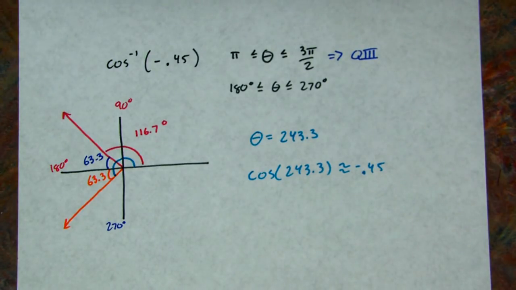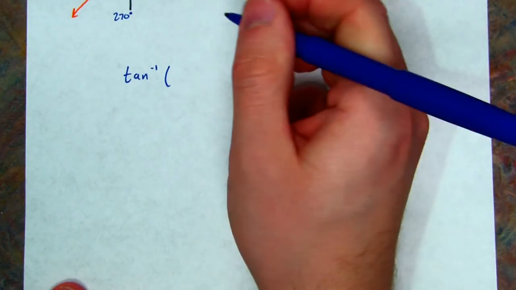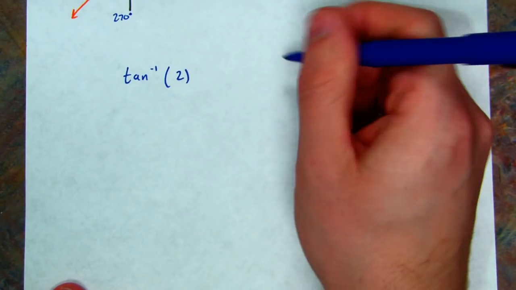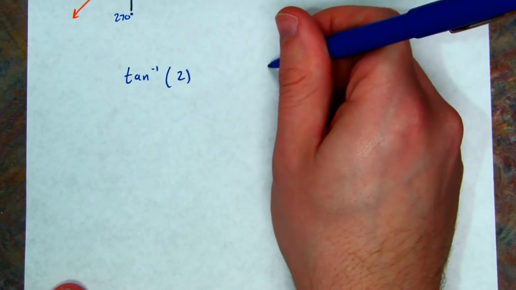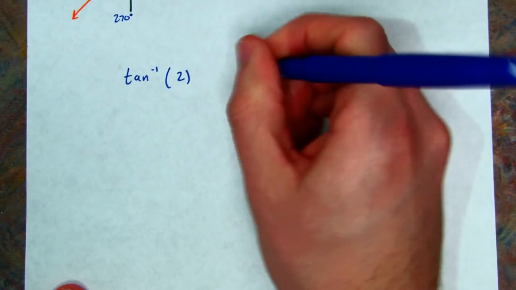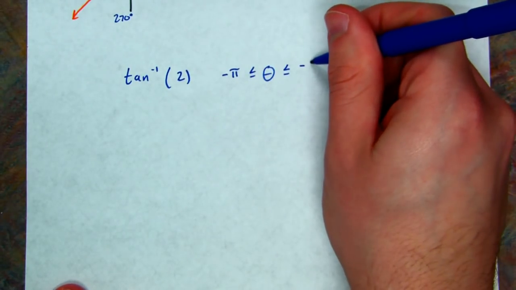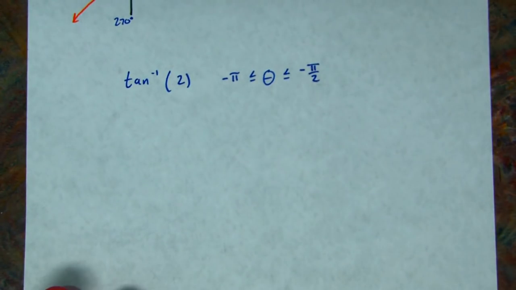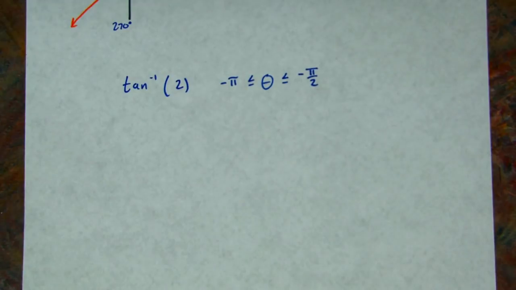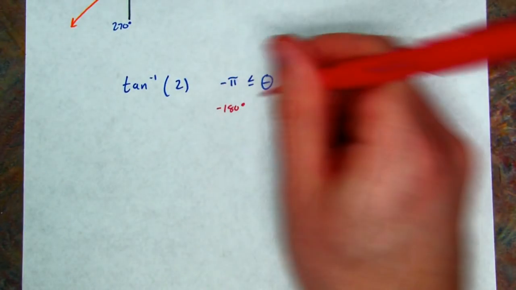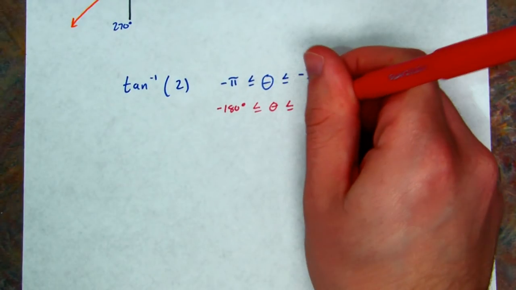Let's do one more example, but this time I'll use tangent. So let's say I have a tangent inverse of 2. And this time I'm going to say I want this to be between negative pi and negative pi over 2. Let's make it a little different. Now before I really start digging into this problem, I want to look at where my solution is supposed to be. So remember, this is negative 180 degrees and this is negative 90 degrees.